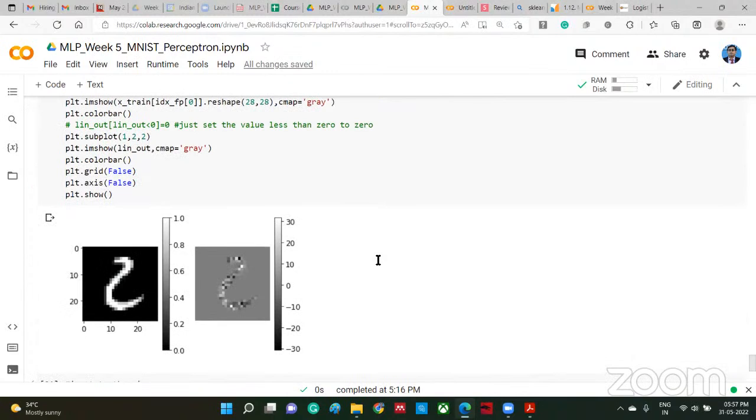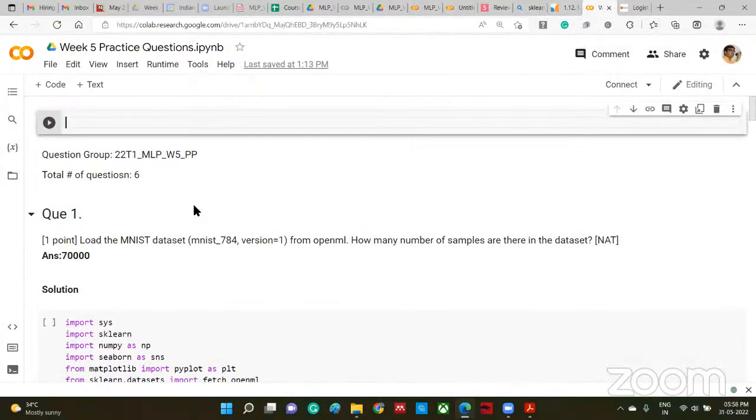Apart from that, what we had is the practice questions. Practice questions we had again on the MNIST dataset. I'll just go through maybe 1 or 2 questions. Remaining questions we'll do in the next session when we are doing the solve with instructor, maybe with week 6.